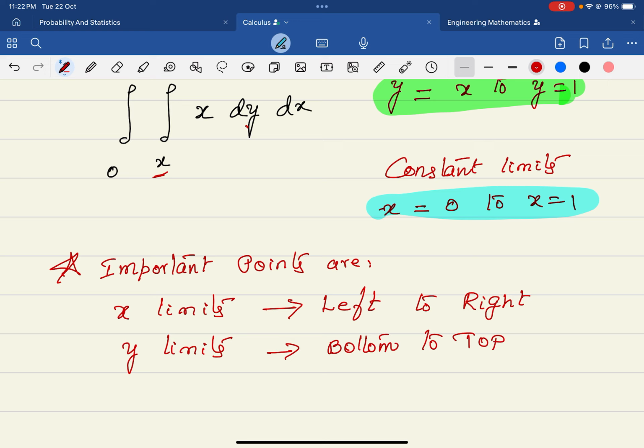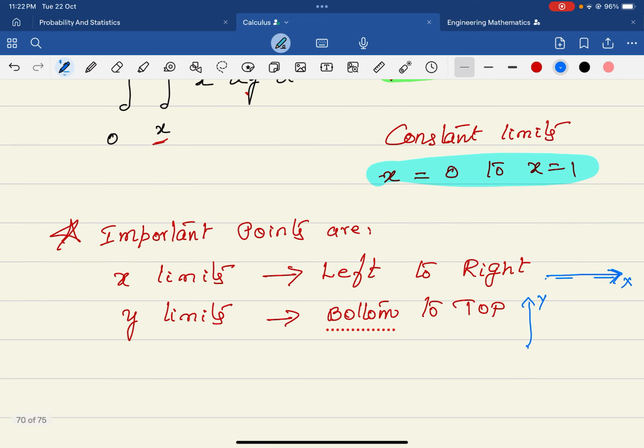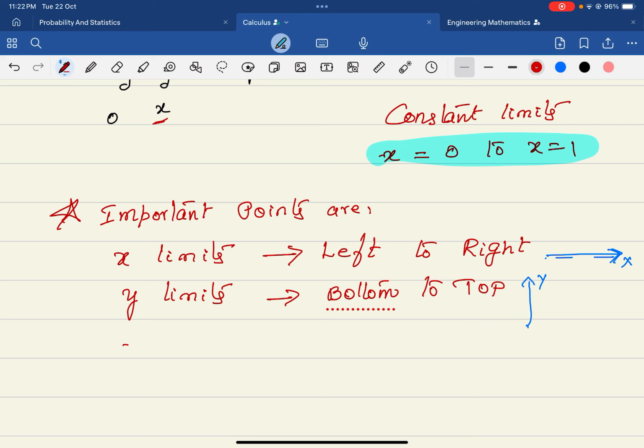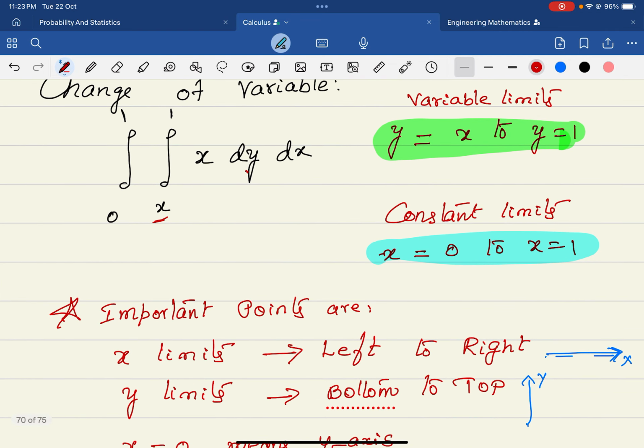Bottom to top. Why? Because what is your x-axis? It is always the horizontal axis, right? So you go from left to right for x-axis, and you go from bottom to top for y-axis. So therefore y limits means bottom to top, x limits means left to right. This is one understanding. And one more thing is, what do you mean by x is equal to 0? It means it is y-axis, and y equal to 0 means it is x-axis. So try to understand these concepts and then try to draw the region now.